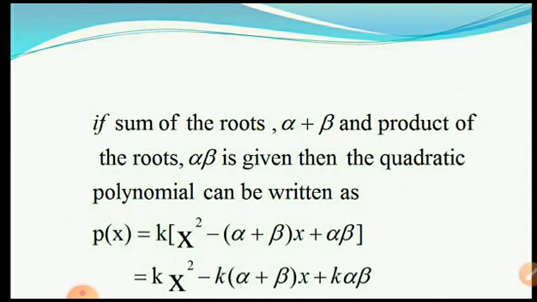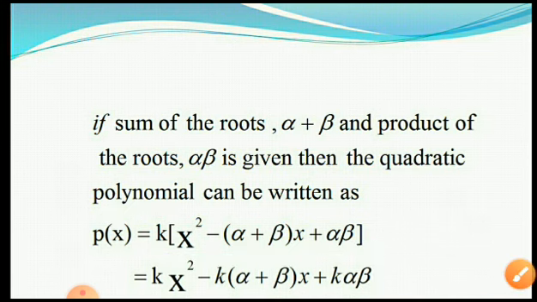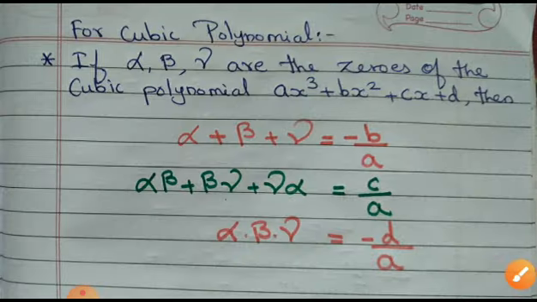Also, if the sum of the roots and product of the roots is given, then we can frame a quadratic polynomial. It is written as k into x square minus sum of the roots into x plus product of the roots. In this video, we are going to see the relationship between the zeros of cubic polynomials.